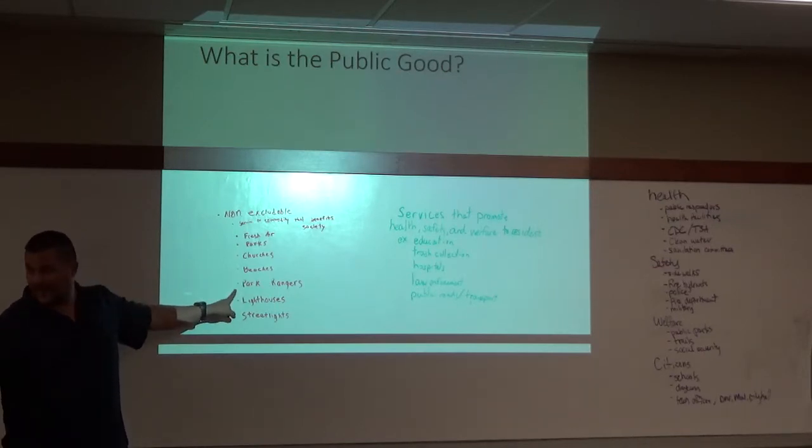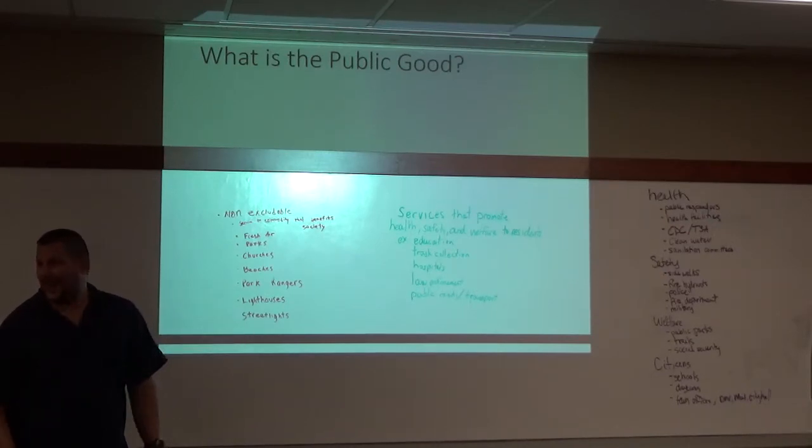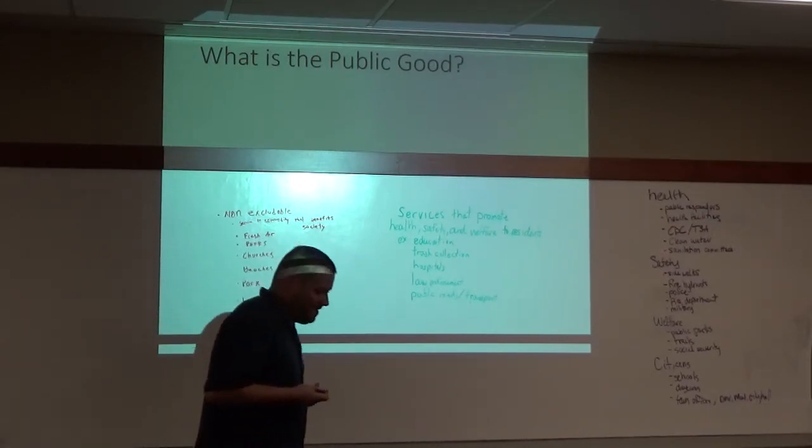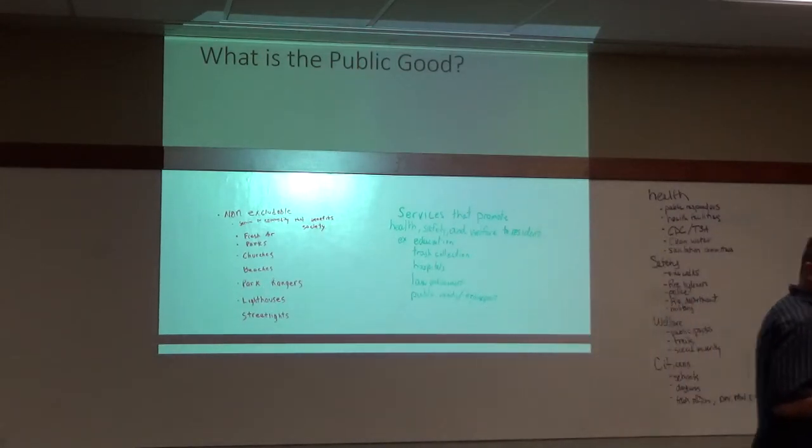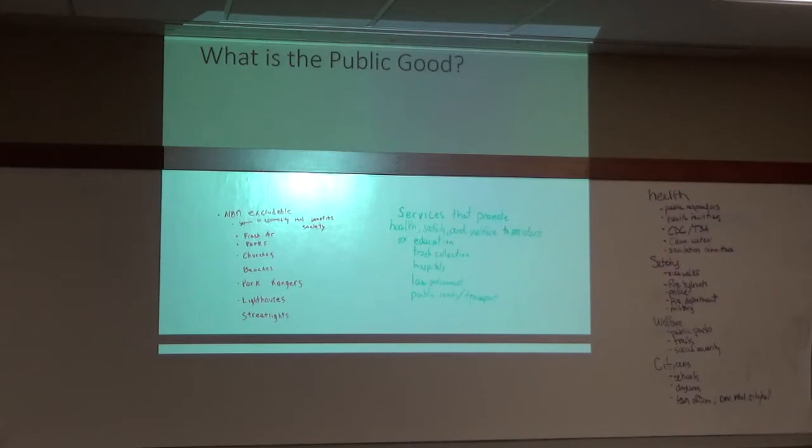Park rangers, I like that. You guys explain road rangers to me. Explain lighthouses. How did you come up with lighthouses? Well, I came up with streetlights, and I just kind of figured lighthouses. All right. They are a public good because they're there to help direct. It would kind of be like the airport tower, too. They fall under the non-excludable part because you can't stop anyone from using a lighthouse.